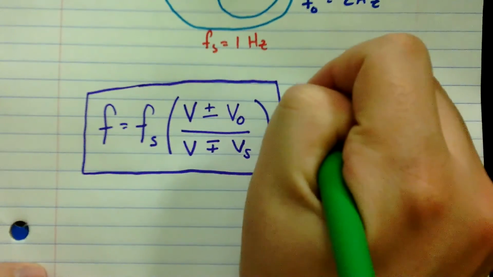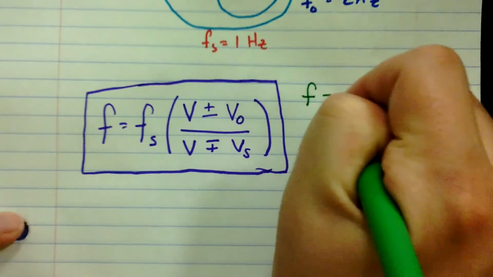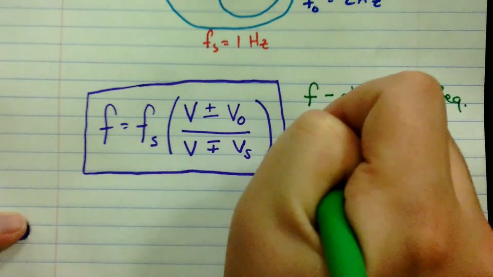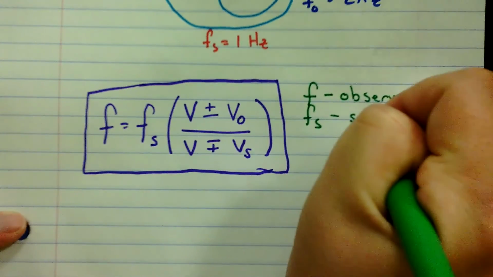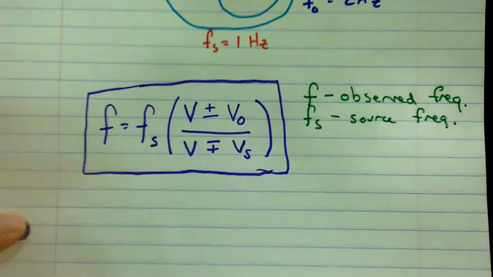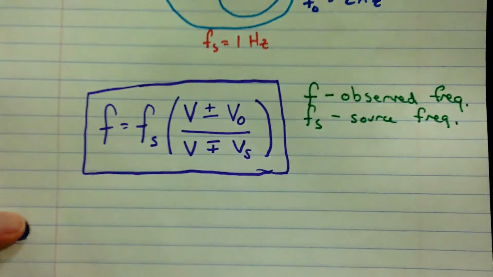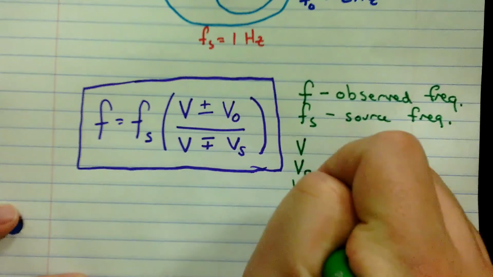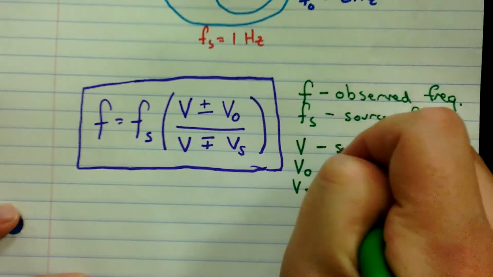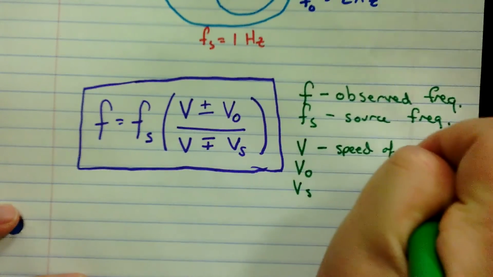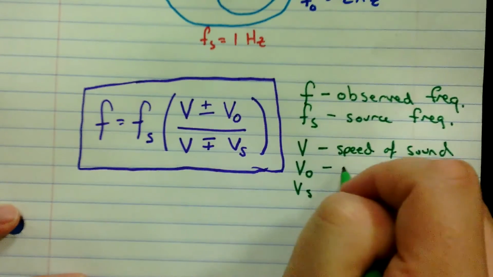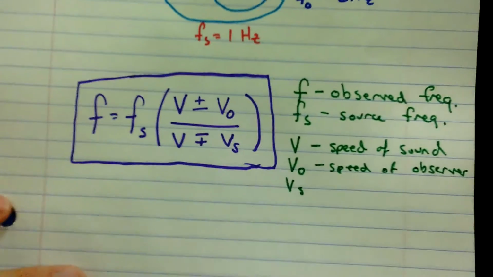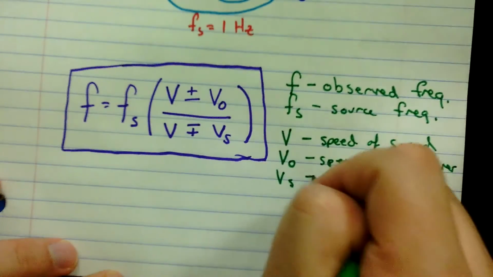So I want to define these terms. F is going to be the observed frequency, whereas Fs is going to be the source frequency. And then we've got three different velocities. We have V, VO, and VS. V with no subscript is going to mean the speed of sound. VO is going to mean the speed of the observer. And VS is going to mean the speed of the source.